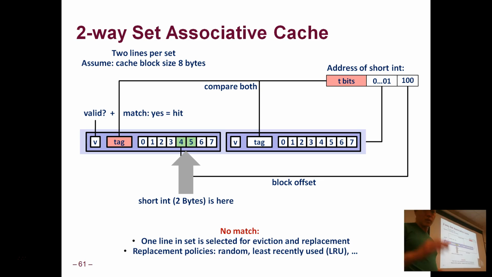Okay. So one of the things that happens is that if there is no match, and you decide to bring in that line from memory, now you have a choice. You can either replace the one on the left or the one on the right if they both missed. And that choice of replacement is configurable for a cache. You could say least frequently used, least recently used. You could do random. That's a replacement policy that we'll talk about later.